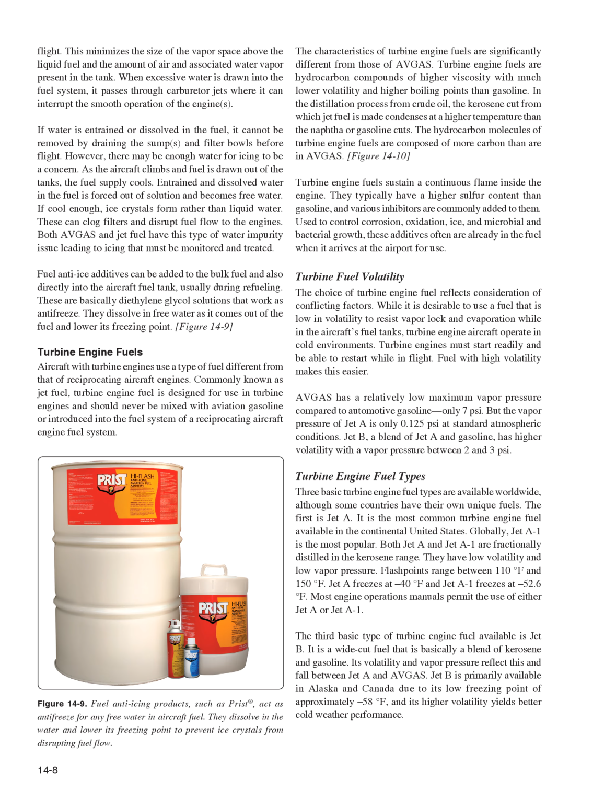The third basic type of turbine engine fuel available is Jet B. It is a wide-cut fuel that is basically a blend of kerosene and gasoline. Its volatility and vapor pressure reflect this and fall between Jet A and avgas.